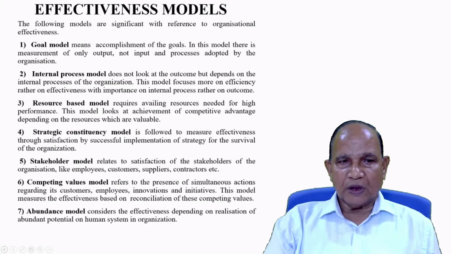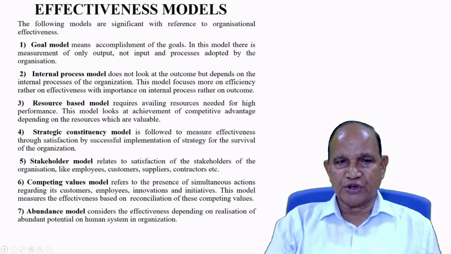Next, let me tell you about the effectiveness models. From the beginning, I have already told under the structure that different models are developed, followed and implemented in the organization for organizational effectiveness. What are these models? First one is the goal model. This goal model means accomplishment of the goals of different organizations.